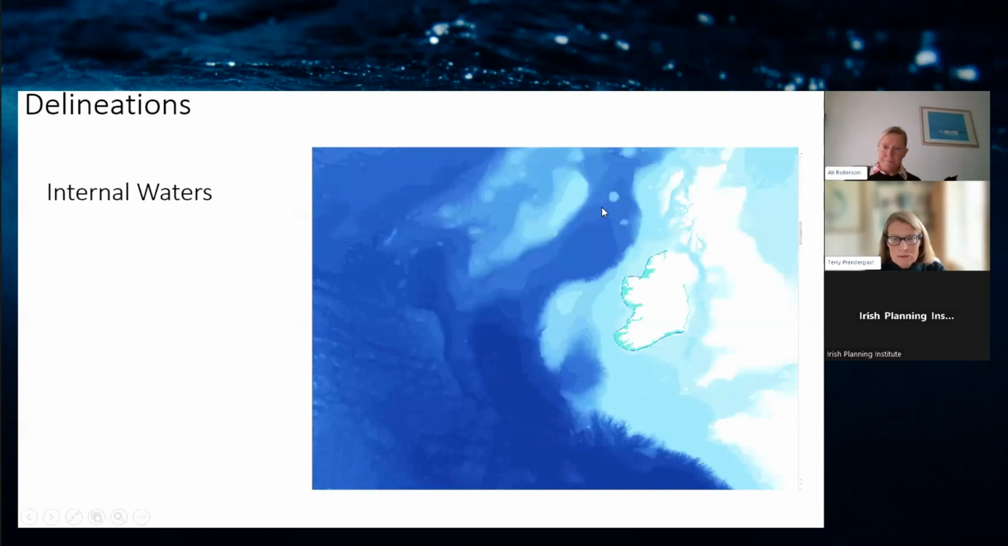So if we look here, these are the baselines. They are straight baselines measured from our headlands to the low water mark of our islands. And all waters landward of these straight lines are referred to as Ireland's internal waters. And I would suspect that as planners, much of our interactions with the marine seabed and the marine are on the coastal side, development management on coasts and licensing, etc., within the remit of the internal waters.